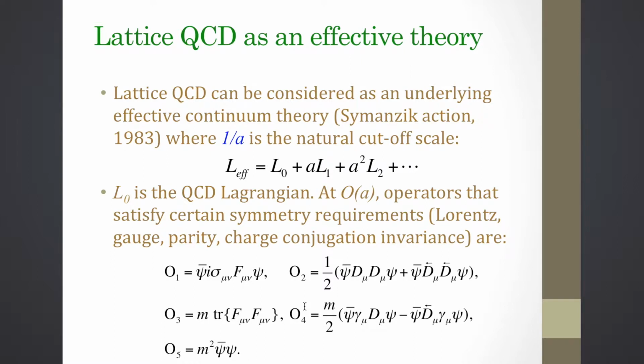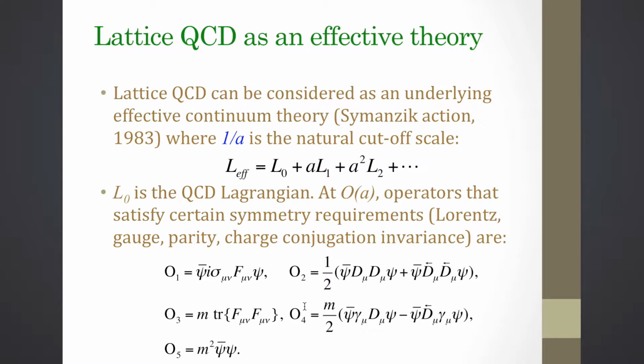The lattice QCD itself can be considered as an underlying effective theory in the continuum. This is because it has a natural cutoff scale 1 over a. And according to Symanzik, this effective action can be expanded in powers of a. And we call this the Symanzik action. The leading order expansion is the QCD Lagrangian.